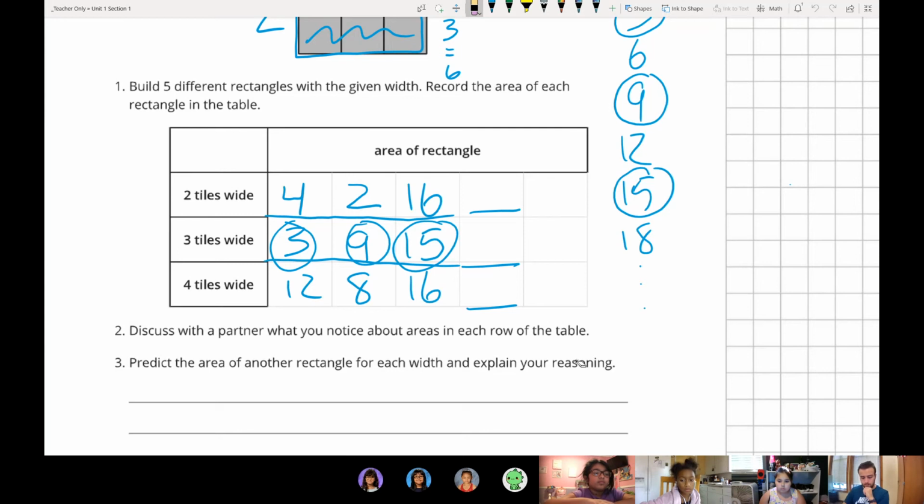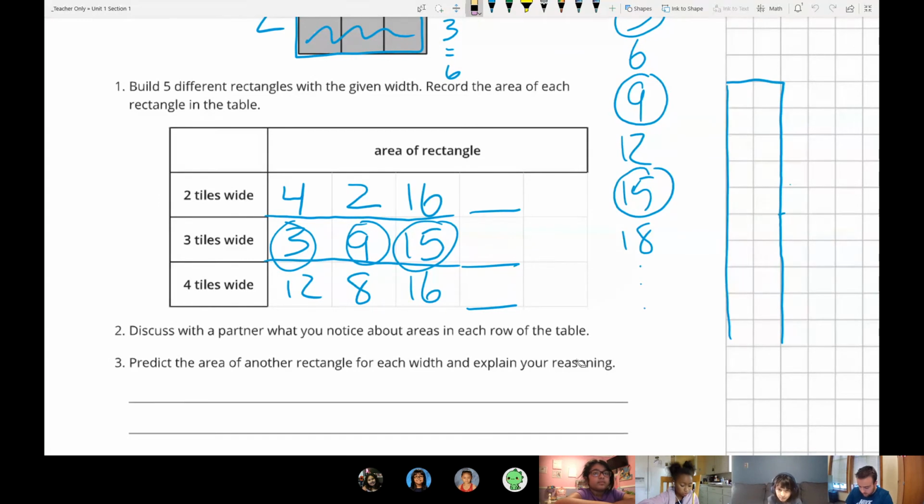Adelina? Okay, so I pictured 2 rows and then 10 columns. Okay. And what did you get for the area? 20. You got 20. So I decided to draw the rectangle just to have a picture. But 2 times 10 gives us an area of 20. All right. So that's an example of one that's 2 tiles wide.